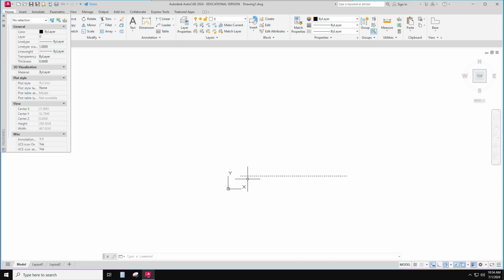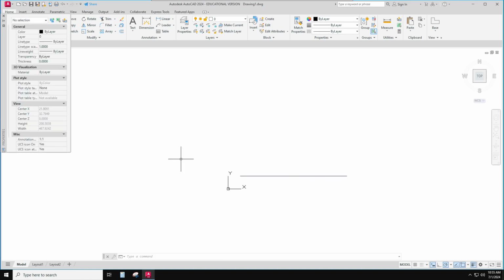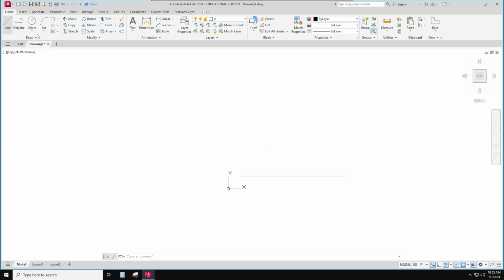And that works out really well unless sometimes I want to look in close and sometimes I want to look in far away. And so that makes it hard. That line type scale applies whenever you look at that line in the model space. So that can be a little bit of an issue.